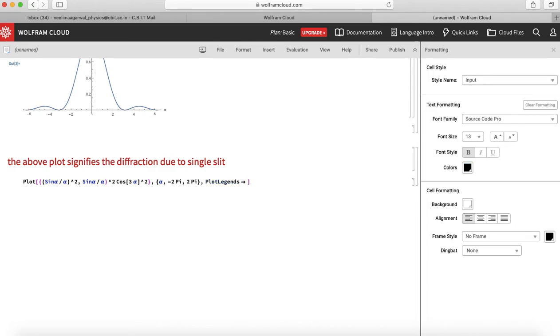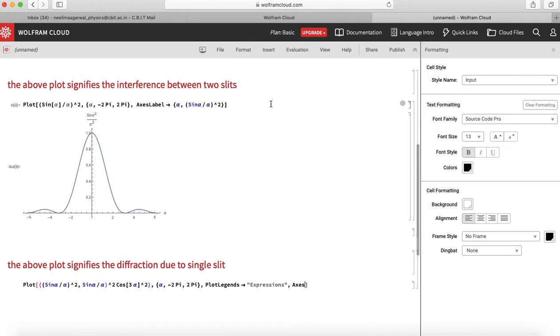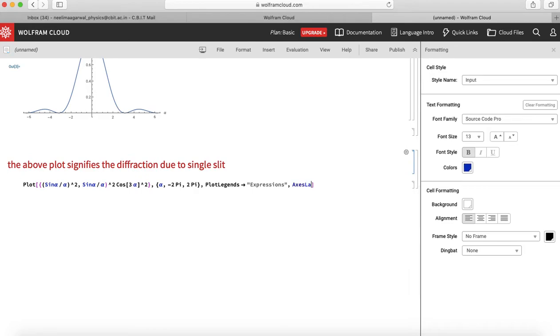And then because there are two curves on the same axis, I should label them using plot legends, expressions. Also I want to label the axis. I would like to label only the x-axis, alpha. So you can write like this. First I'll show you like this.